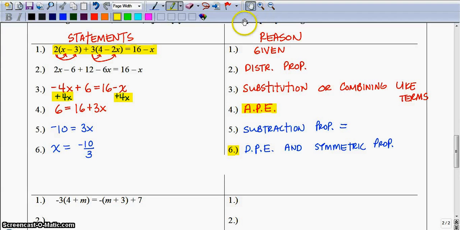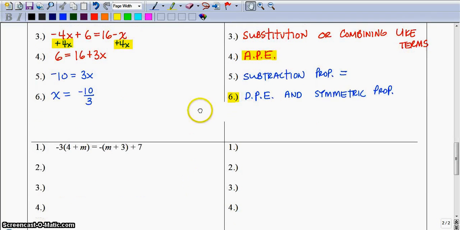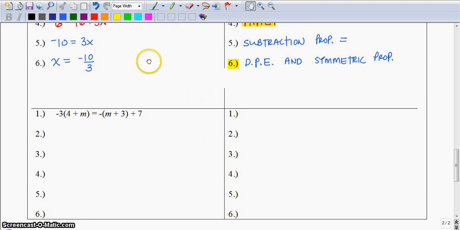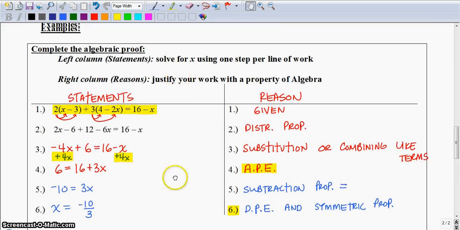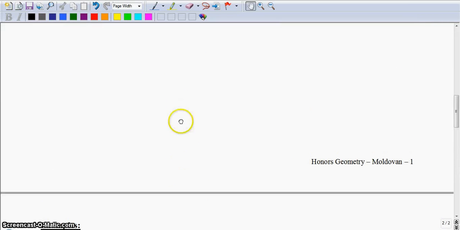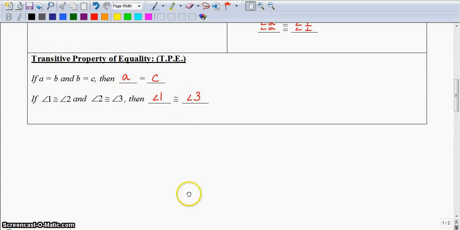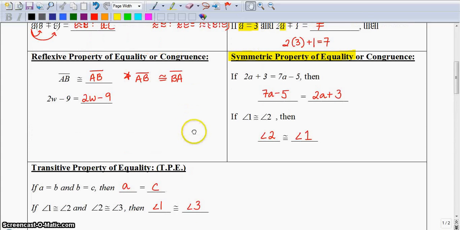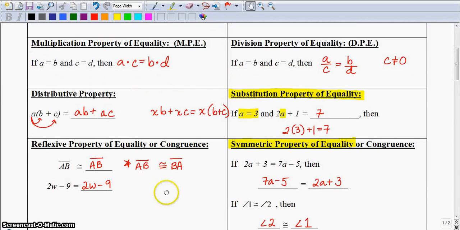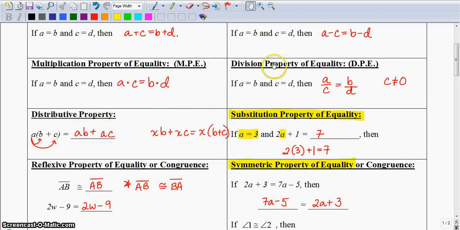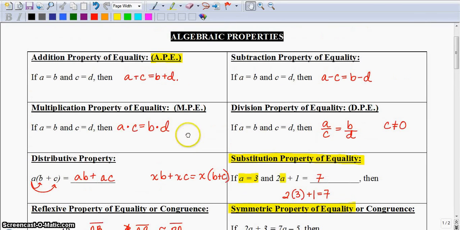So this was a quick overview of the properties of algebra that will show up in geometry. A quick example of writing an algebraic proof, and there's more examples on Blackboard, including this one below if you want to check out another one. And then quickly hitting some examples and the names of the properties, which were, you need to know transitive property, you need to know symmetric, reflexive, and then the 4 properties that deal with the 4 operations, as well as the distributive property and the substitution property.